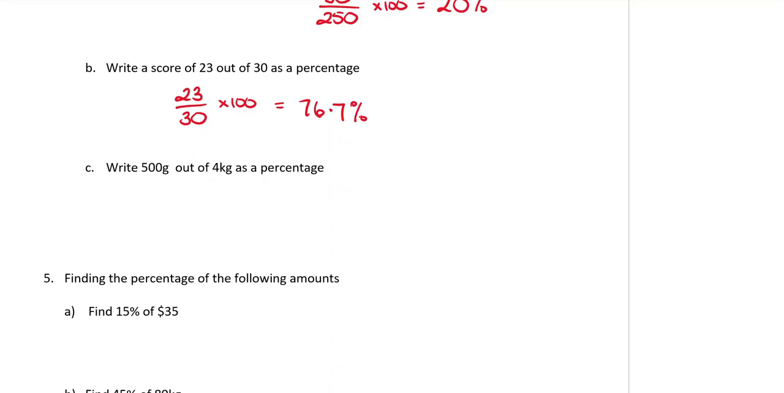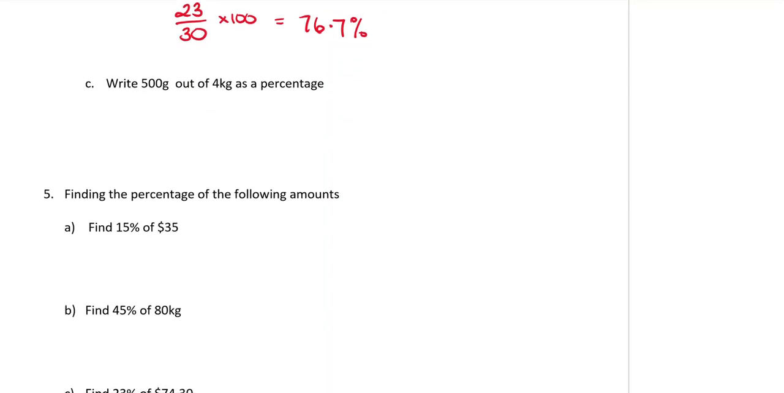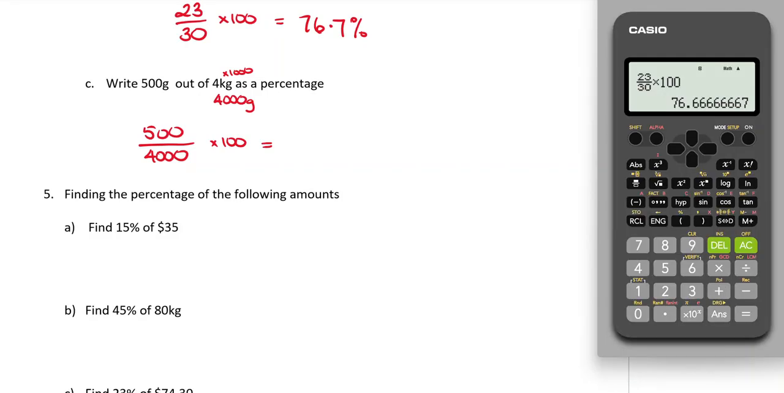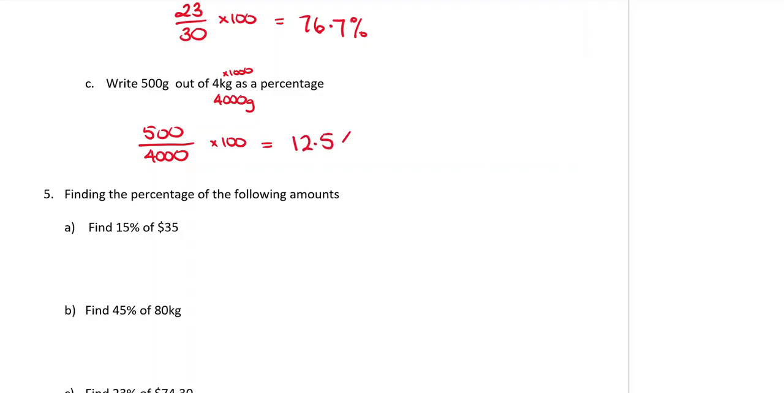Part C, write 500 grams out of 4 kilograms. So I have different units here, so I'm going to change the kilograms into grams by timesing by 1,000. That will make it 4,000 grams. So 500 grams out of 4,000 grams is our fraction. Then we times that by 100 to turn it into a percentage. Type it in and press the SD button to get a decimal. So it's 12.5%.